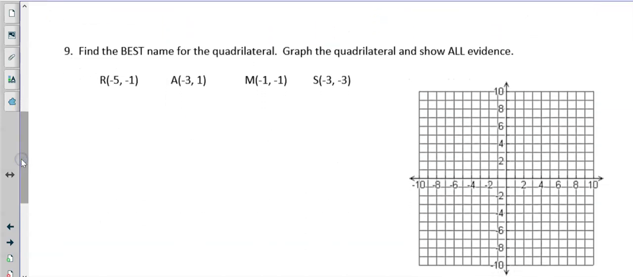All right, so moving on. Number 9. Get the best name for this one. So R is -5, -1. Then -3, +1, so left 3, up 1. Then -1, -1, and -3, -3.